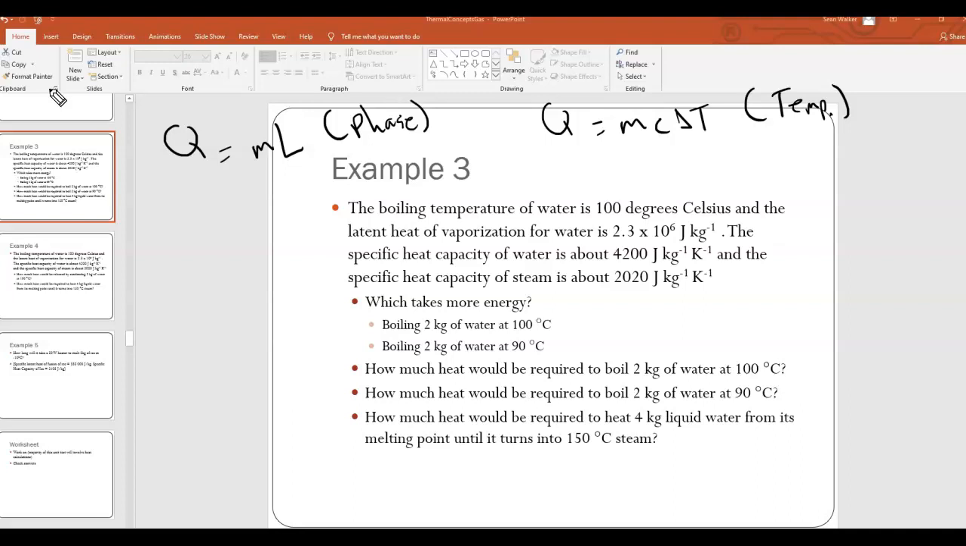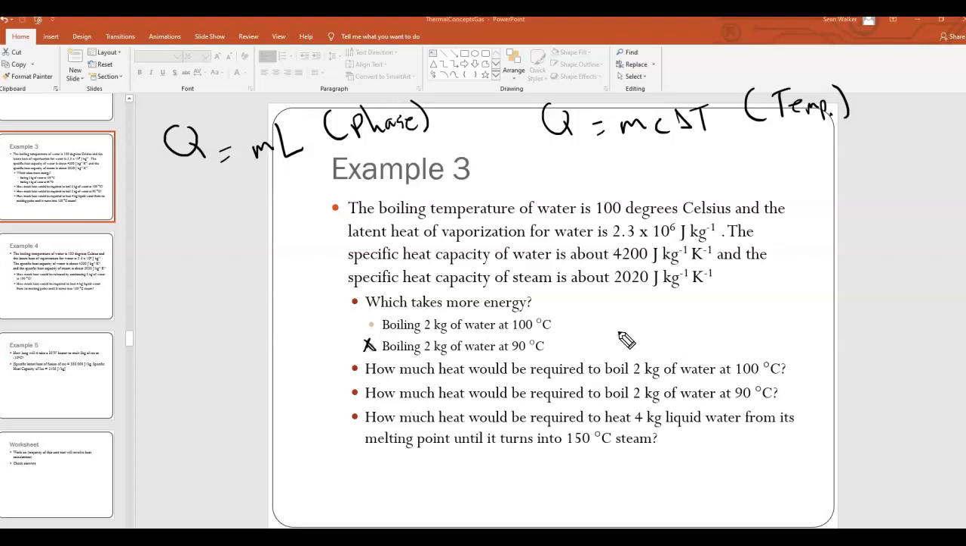First question is just a concept question. Which takes more energy, boiling 2 kilograms of water at 100 degrees Celsius or boiling 2 kilograms of water at 90 degrees Celsius? Now, right off the bat, I'll tell you the correct answer is the second one.